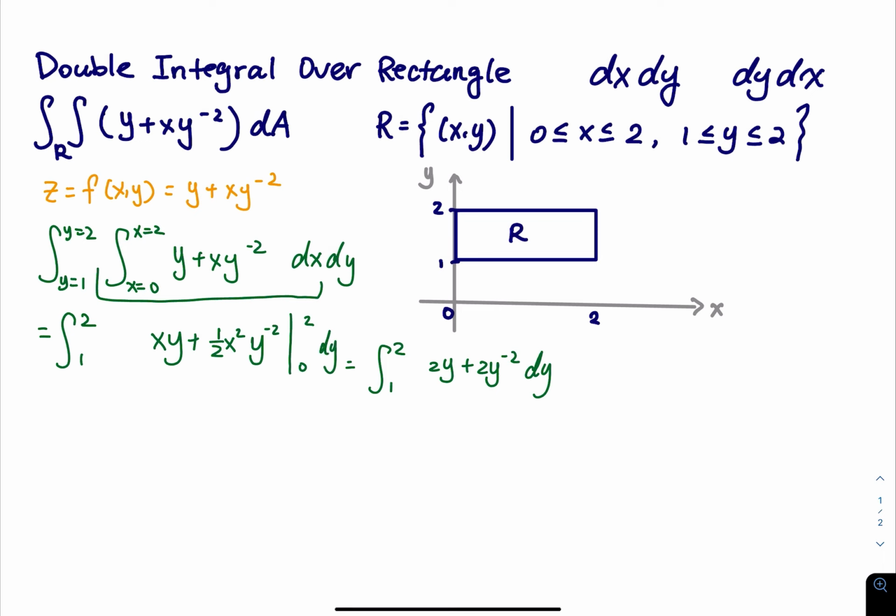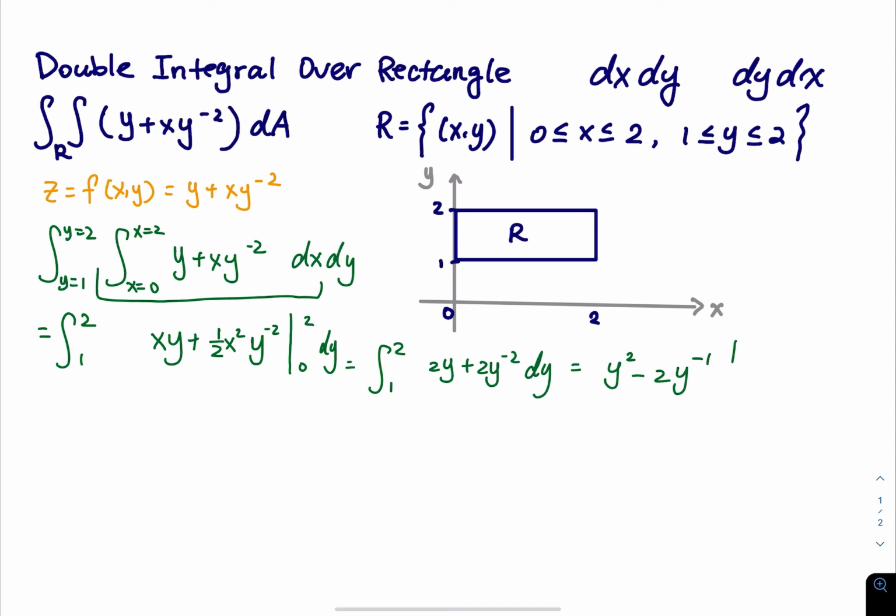So this becomes a single variable integral, right? So y only, and then the integral of 2y is y squared. The integral of 2y to the negative 2 will be y to the negative 1, right? And then you have negative 2 in front. So when you take the derivative of that, you can get the integrand back. You know what? It's negative 1. All right, so bring the negative 1 down, plus 2, negative 2.